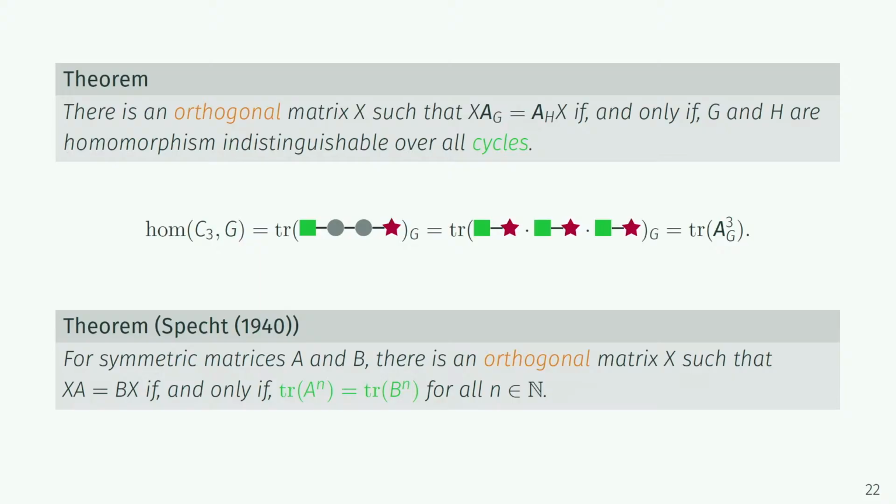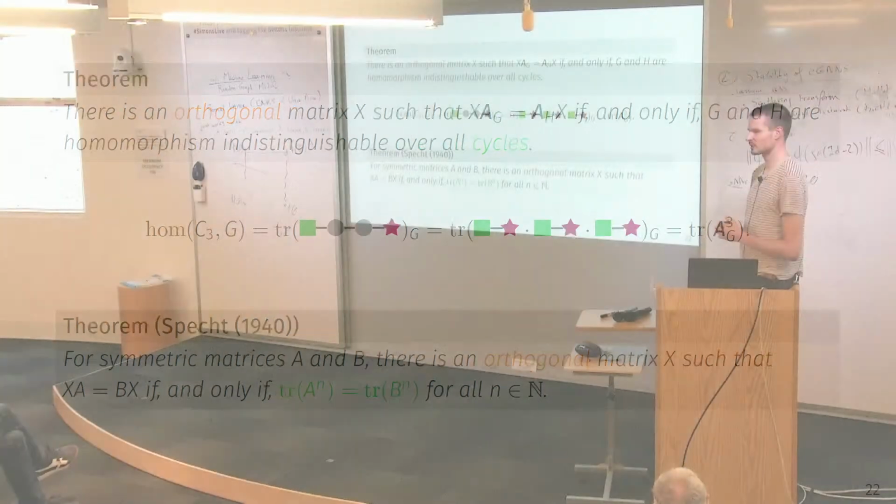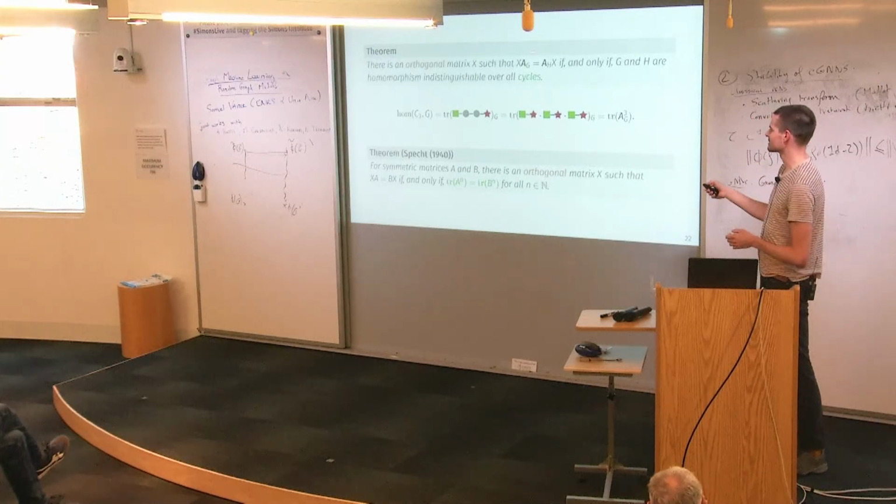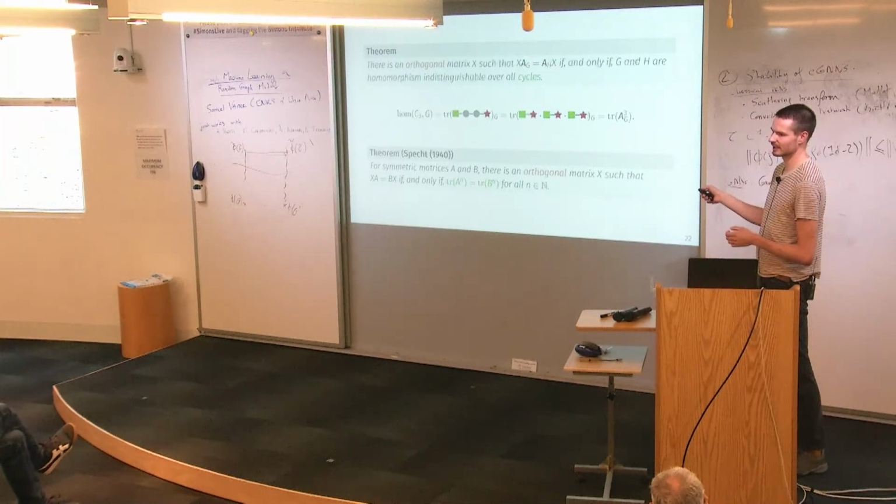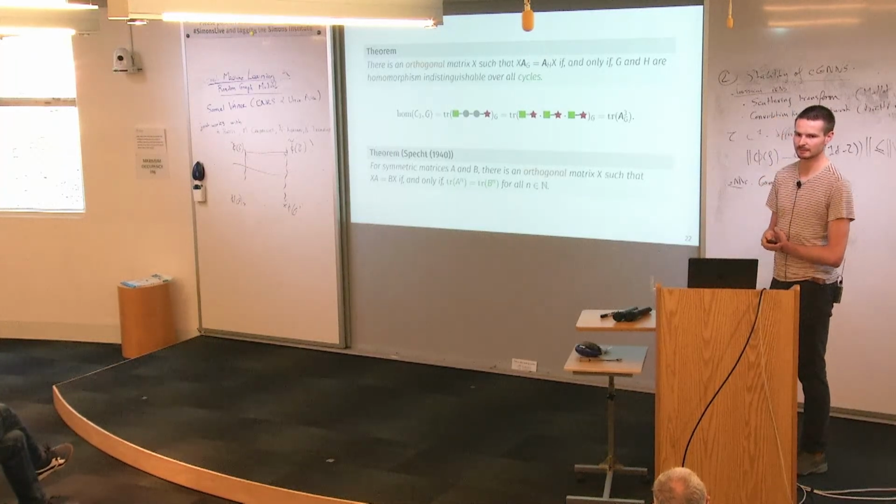You had another characterization of being homomorphism indistinguishable over all cycles earlier, right? Yes, that's co-spectrality. And co-spectrality is very closely related to this. I mean, you can even define it as the state.